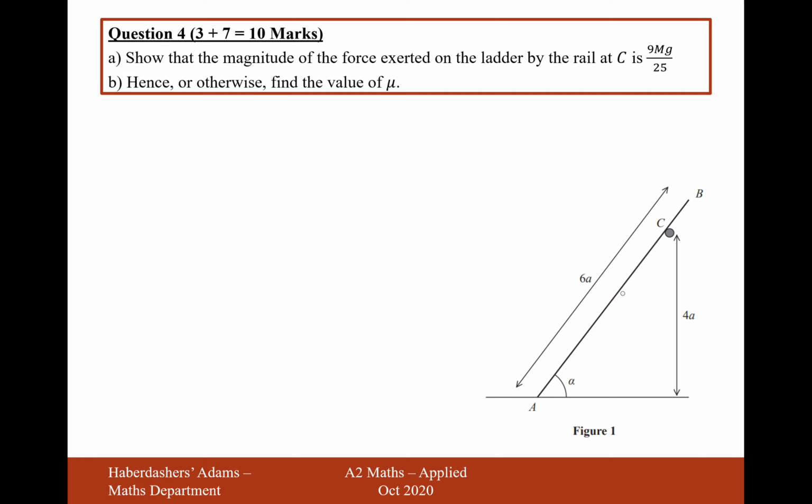So the first thing I need to add to the diagram is halfway up the ladder we have the mass. So it's going to be mg at that point there, the force of the ladder at that point, and it's going to be 3a up the ladder.